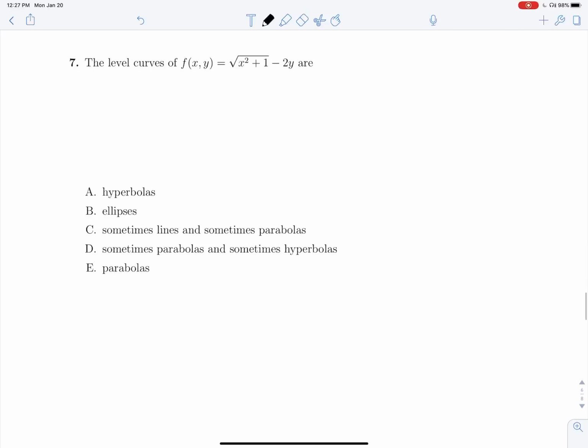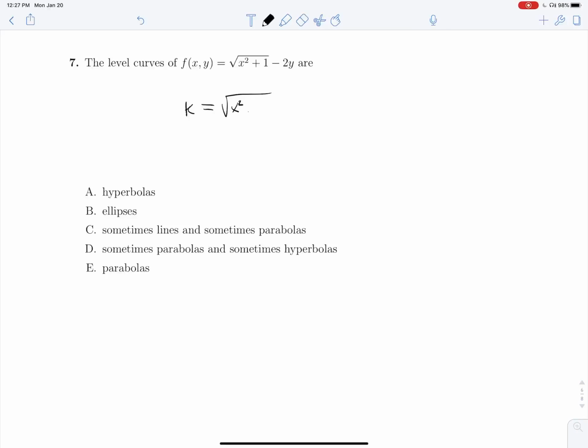The level curves of this guy are what? So remember, whenever we're doing level curve questions, we're just going to set f of xy, which you can also think of as z. It's just the output of whatever we put in for x and y. We can set that equal to some constant k, and then solve our equation and try to put it into some form that we'll recognize.